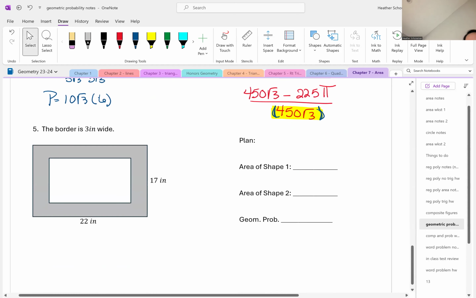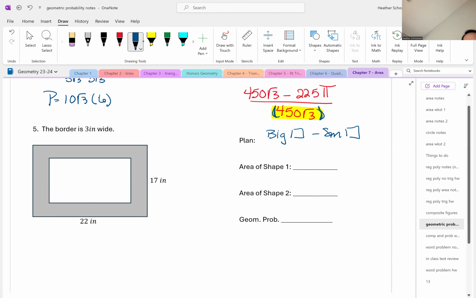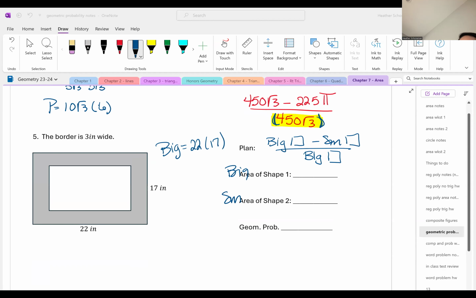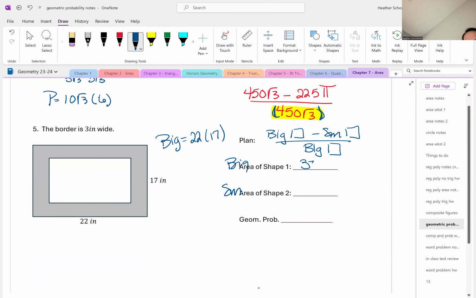Okay, last one. We don't have two different shapes. We just have two different size rectangles. So for this one, I'm going to say that we're going to take the big rectangle minus the small rectangle divided by the big rectangle. So we'll make this the big one and this the small. Well, the big is easy. We're just going to take 22 times 17. Try again. 22 times 17 is 374. So this is 374.